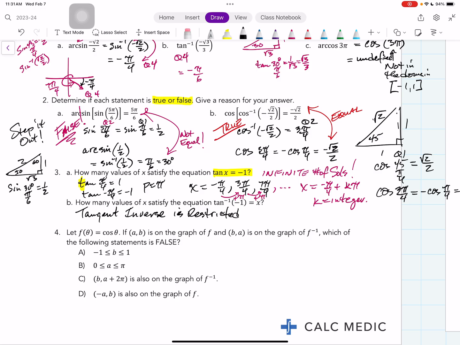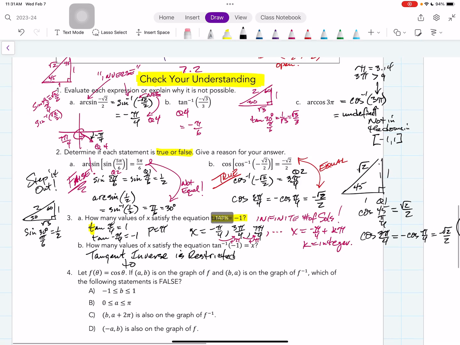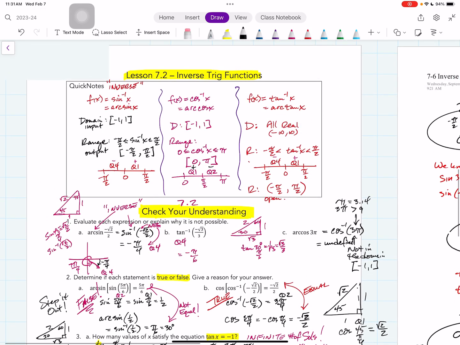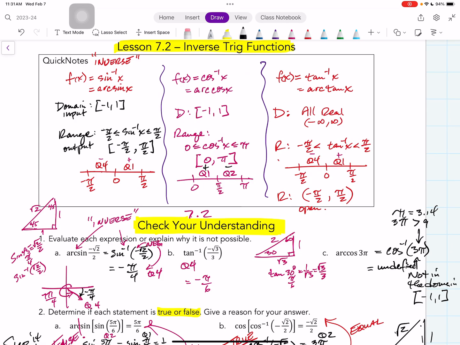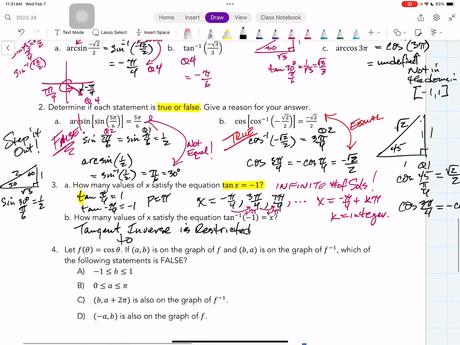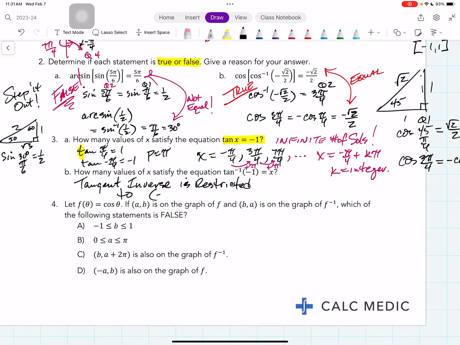All right. Now let's go back to the top of the screen. So at the top right, the inverse tangent is restricted, and it gives us angles only from negative pi halves to pi halves. So how many solutions do we have? Well, guess what? We only have one. And what is it?